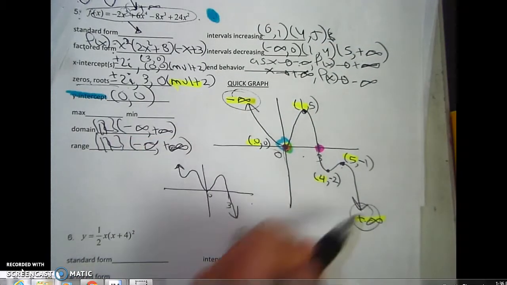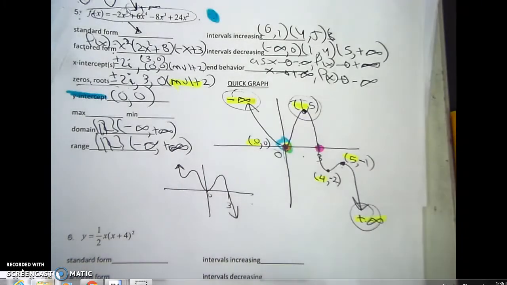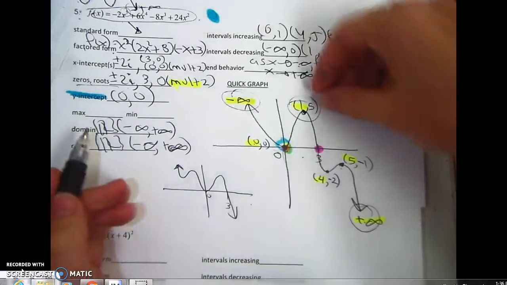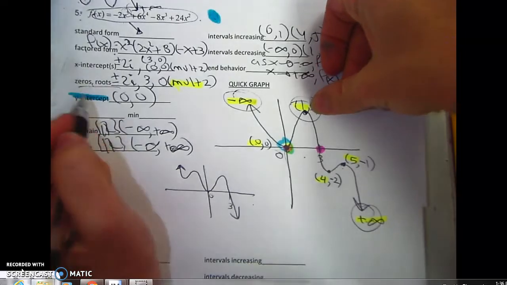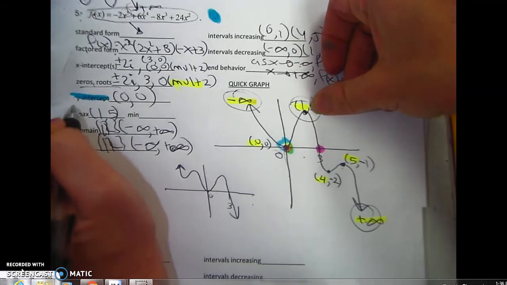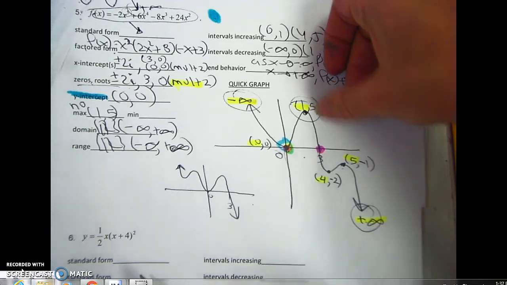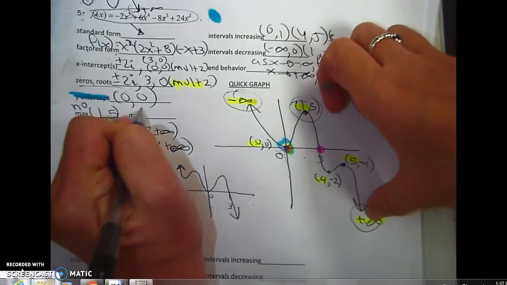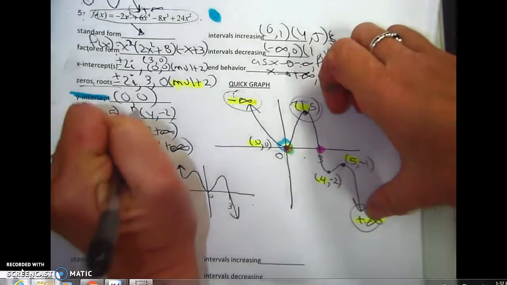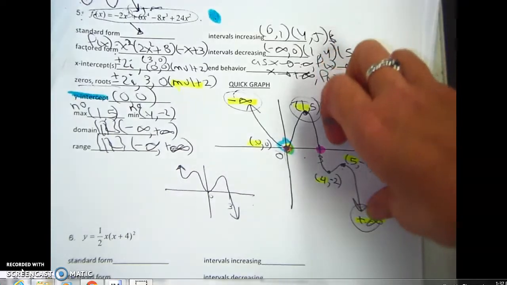Now, when it comes to the max and min, technically there is no max and min, but there's a relative max, which means there's a kind of tall point and a kind of low point. So just tell me this is the tallest point if there is no max. So you can write that there's no max, but it's technically at 1, 5. And this is your minimum, even though technically there is no minimum. That's your relative minimum. Okay?